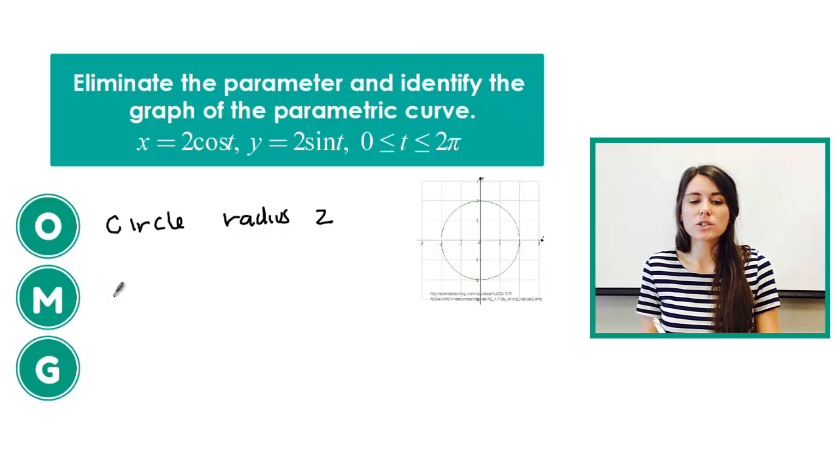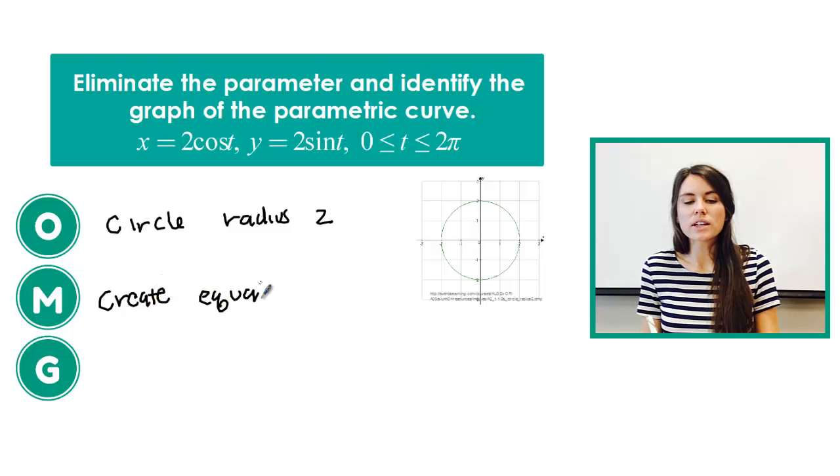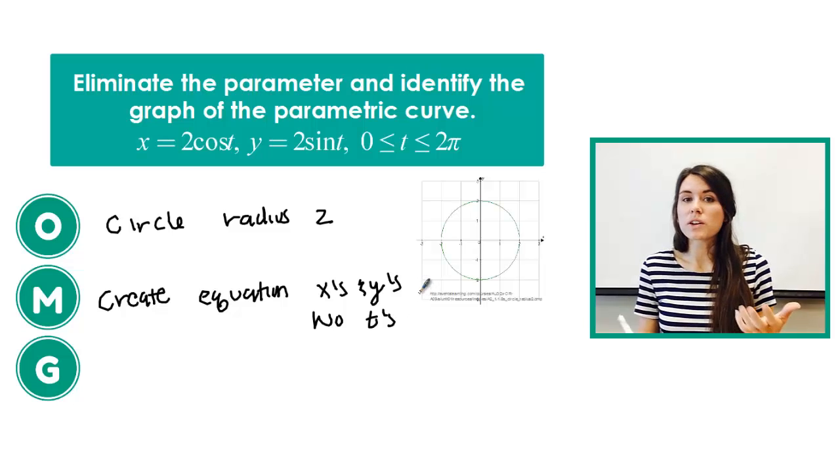My mission is to create an equation. So create an equation that only contains x's and y's, no t's. Sometimes one of them might eliminate. You might not have an x or a y, but for the most part you're going to have both of them, and we're going to try and get rid of our t values.